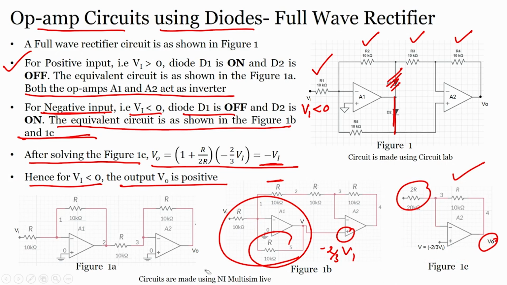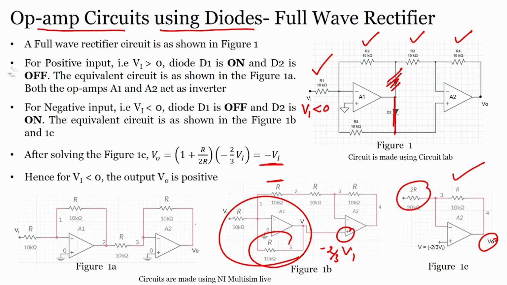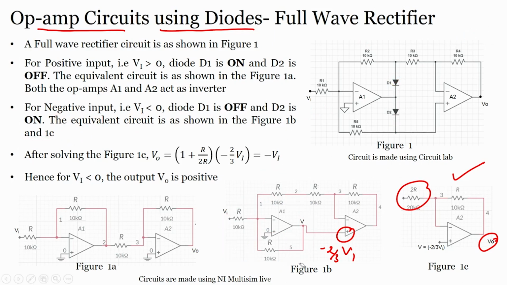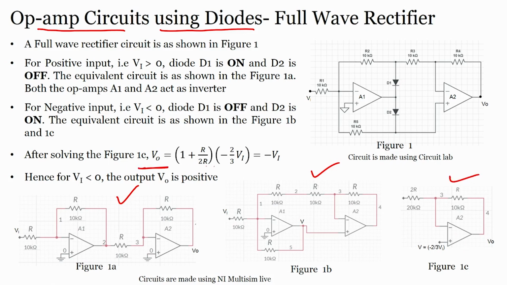And for Vi greater than 0, we will see what the output voltage is. So, the point is that when we want to understand the full wave rectifier, the concept is super simple: when we apply input voltage greater than 0, my diode D1 is conducting, D2 is not conducting, the circuit will be like this. When I apply Vi less than 0, diode D1 is off, D2 is on, I have an equivalent circuit like this, which is equivalent to this, and from solving this we have Vo equals minus Vi.